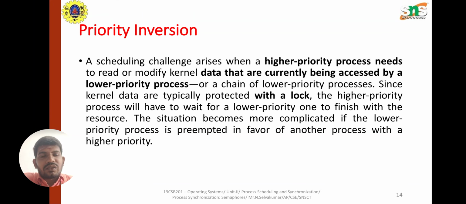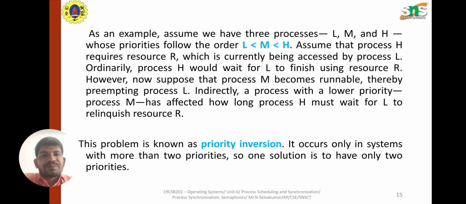Priority inversion. A scheduling challenge arises when a higher-priority process needs to read or modify kernel data that are currently being accessed by a lower-priority process, or a chain of lower-priority processes. Since kernel data are typically protected with a lock, the higher-priority process will have to wait for a lower-priority one to finish with the resource. The situation becomes more complicated if the lower-priority process is preempted in favor of another process with a higher priority.